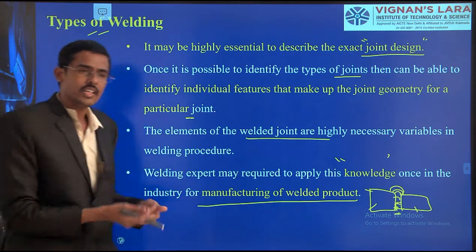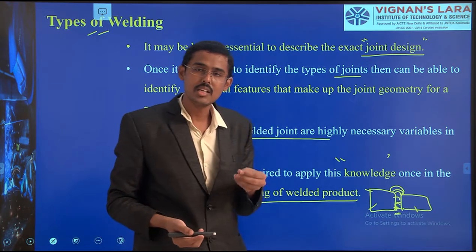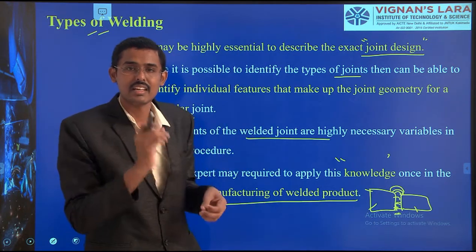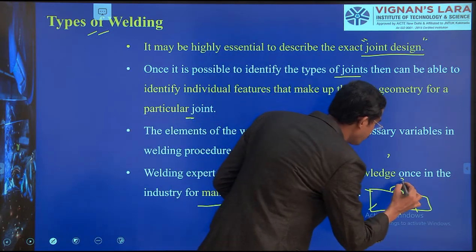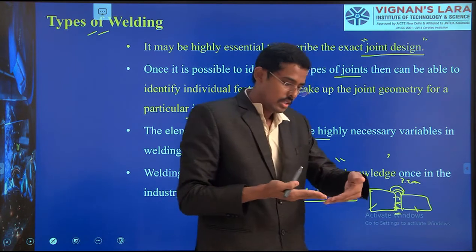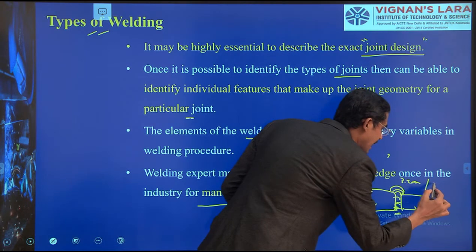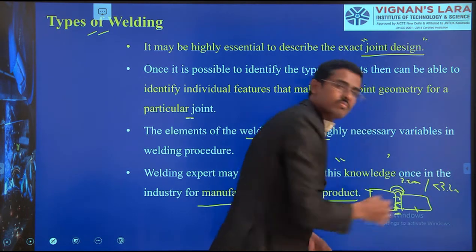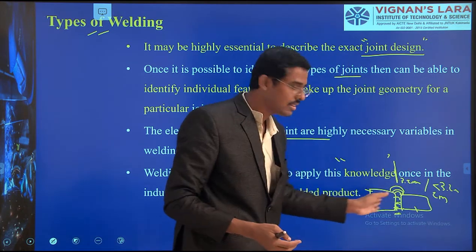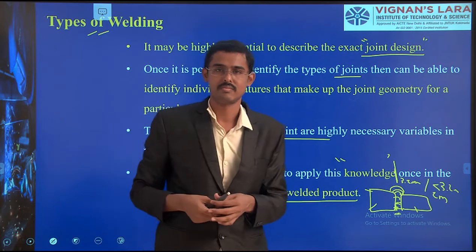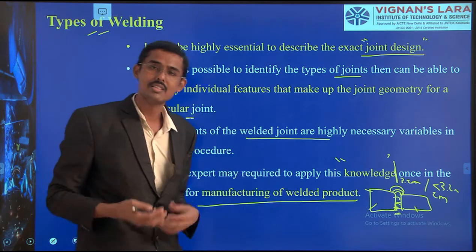Here, it is not just chamfering of the two pieces; it is based upon the design. In case we are using a 3.2 mm electrode, the groove angle will differ from when we are using a smaller electrode. Like if you are using a 2 mm electrode for welding, that much groove angle is not required. Those configurations we need to know based upon our skills.